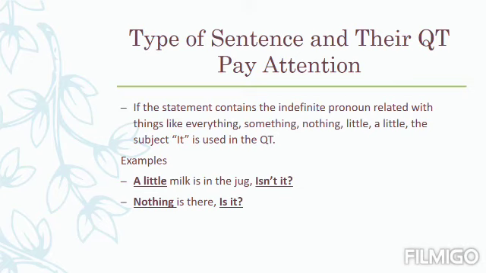The next example, nothing is there. See, this statement is in the simple present tense. At the place of subject, nothing has been used. So when we make the question tag of it, in the place of nothing we shall use the word it. This sentence is negative, so make it positive. Is has been used as a supportive verb, so first of all put is, then put it. Thus the question tag will become is it.